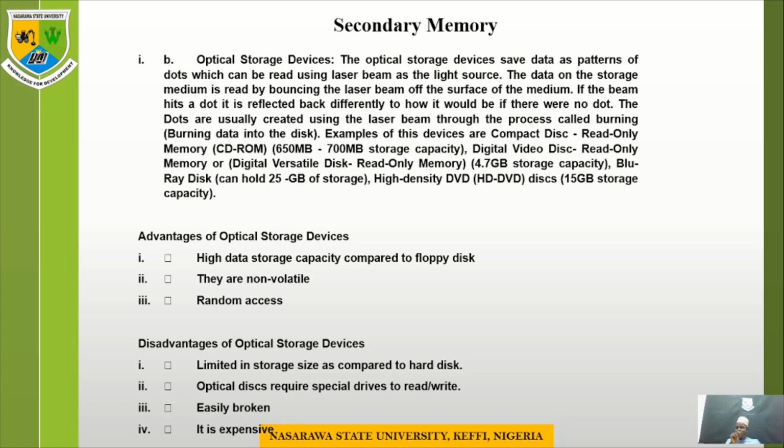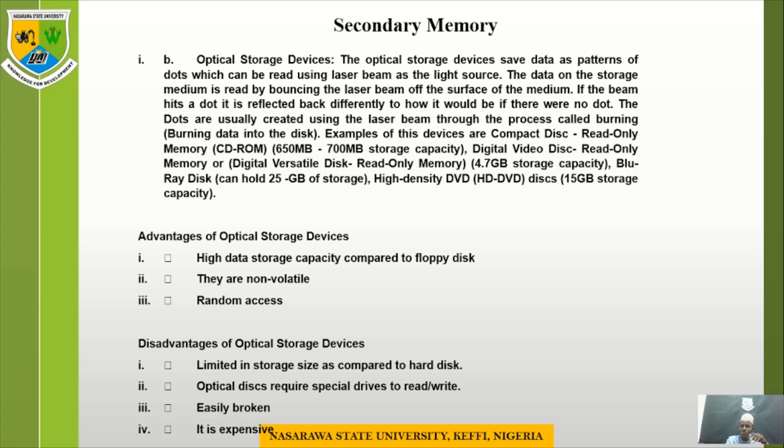You can only read the content using a laser beam source of light, because just like your computer, you have a place where you put your disk. There is a light there, and that light is called the laser beam light source. It will be able to read the dots on that storage device, and it will display the content to you. The data on the storage medium is read by bouncing the laser beam off the surface of the medium. If the beam hits a dot, it is reflected back differently than it would be if there were no dot. The dots are usually created using a laser beam through the process called burning.